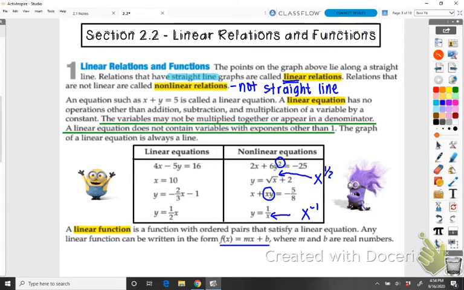So just ask yourself, can it be rewritten in the form y equals mx plus b? Hopefully that rings a bell from last year. M and b are real numbers. We'll talk about that later. M is the slope, b is the y-intercept. So if it can be rearranged and written in y equals mx plus b form, then it is a linear function, which would be a straight line on the graph.